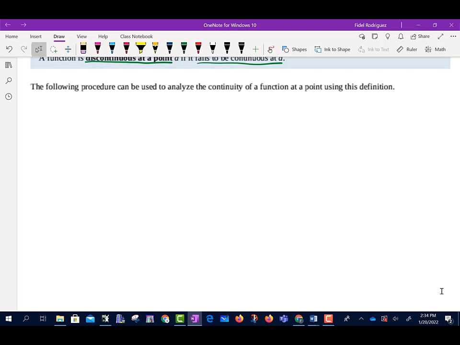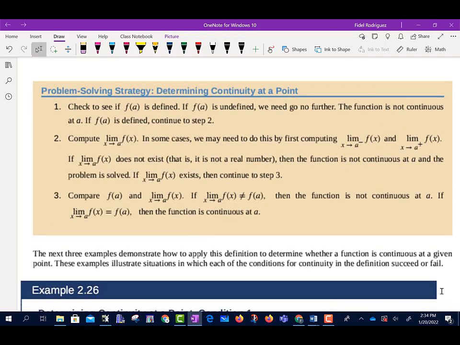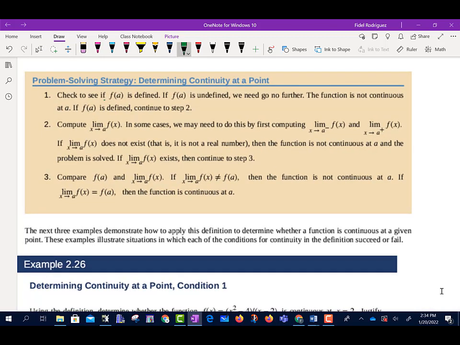The following procedure can be used to analyze the continuity of a function at a point using this definition. Number one, we see if it's defined at that particular value. If it's undefined, we don't need to go any further. We can say the function is not continuous. If it is defined, then we find the limit as x approaches a.